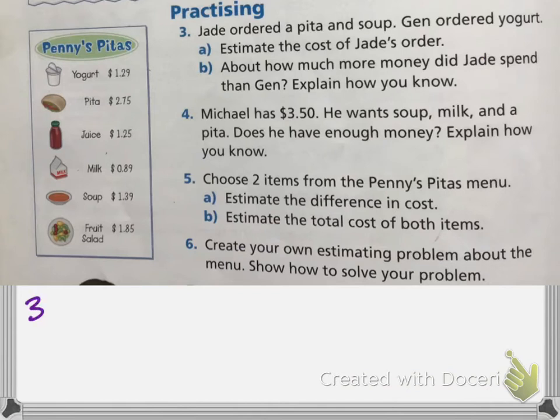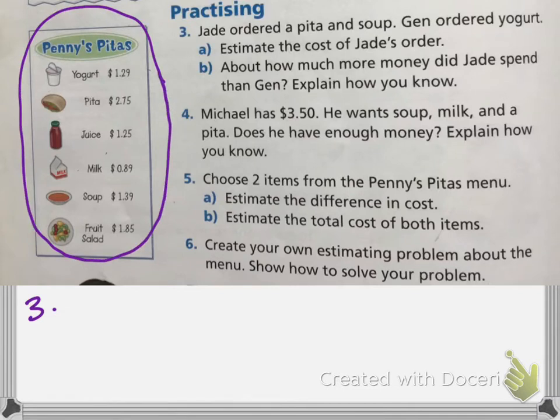All right, number 3. Now we have a picture clue here with all kinds of numbers and money amounts on it. It says pennies, pitas. So what could we buy if we're there? We could buy yogurt for $1.29, pita for $2.75, juice for $1.25, milk for 89 cents, soup for $1.39, fruit salad for $1.85.